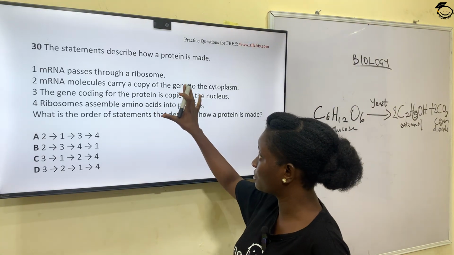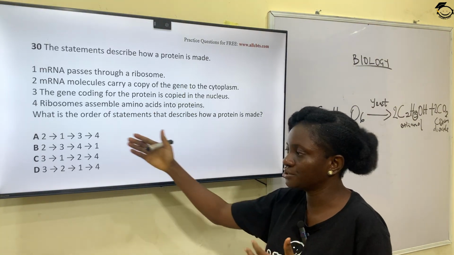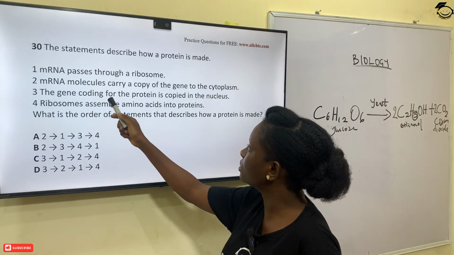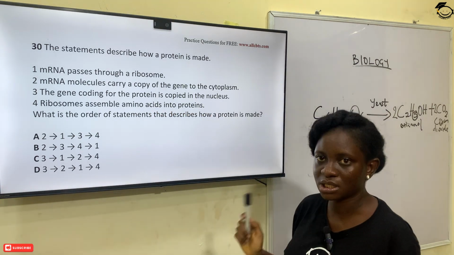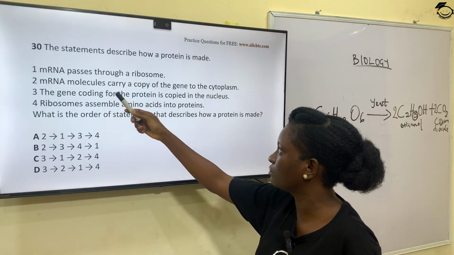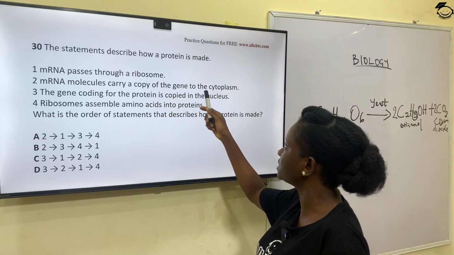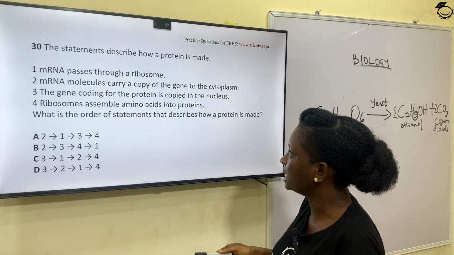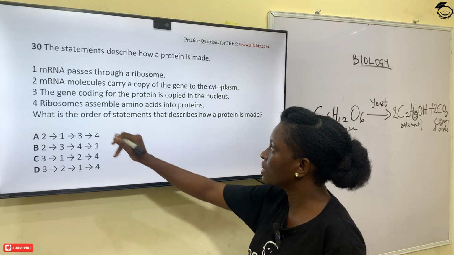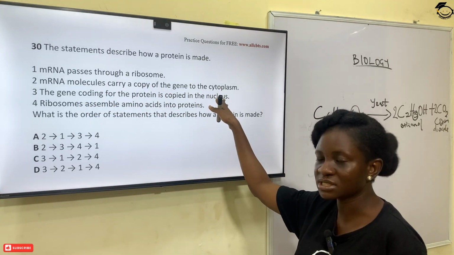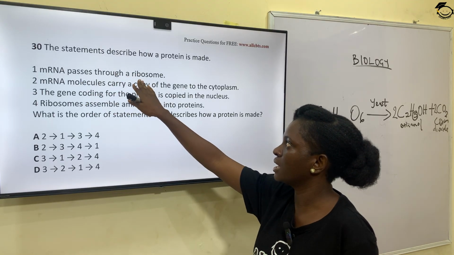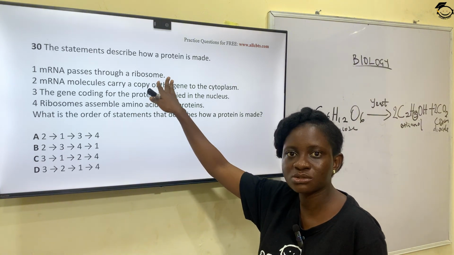So let's see, these are the processes that are involved. We have to deduce the correct sequence. DNA transcription, that's the gene. The gene coding for protein is copied in the nucleus, right? So then what happens next? The messenger RNA molecules will carry a copy of this gene to the cytoplasm. Then the messenger RNA will pass through a ribosome for protein to be synthesized.